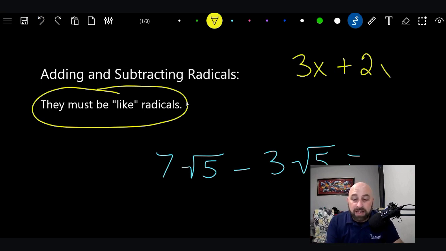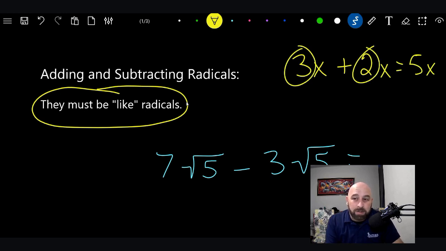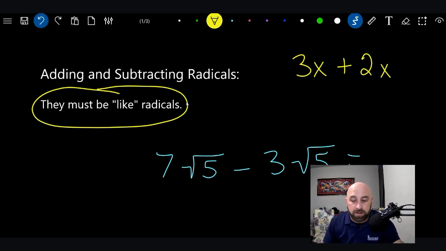But we can add 3x plus 2x. And what do we get? Well, that's going to give us 5x. Why? Because the 3 plus the 2 gives us the 5, and the x plus the x, we don't add those together. We just keep them the same. Well, the same principles right here are going to be true.